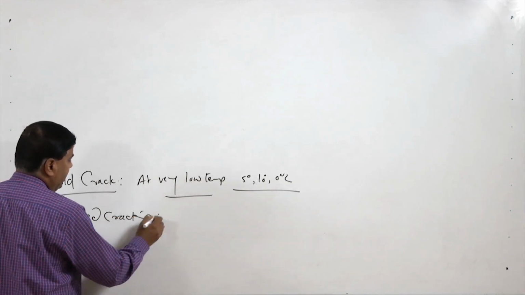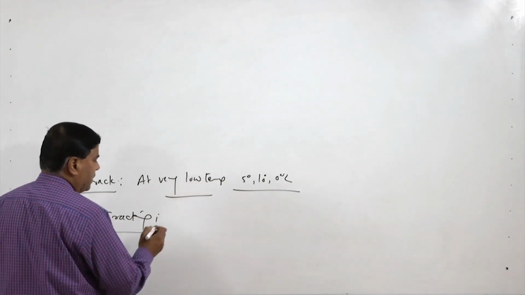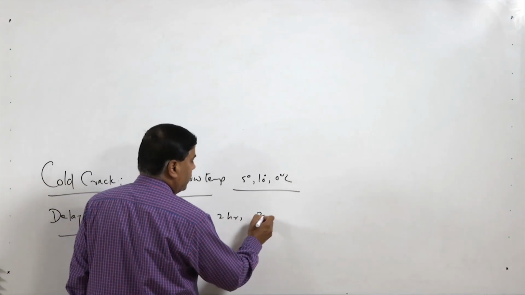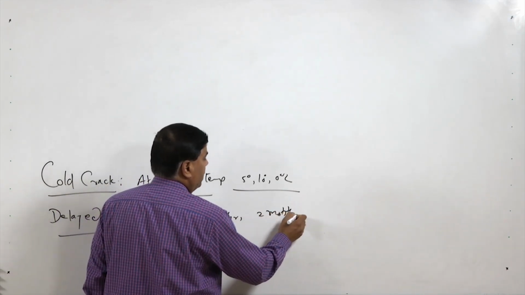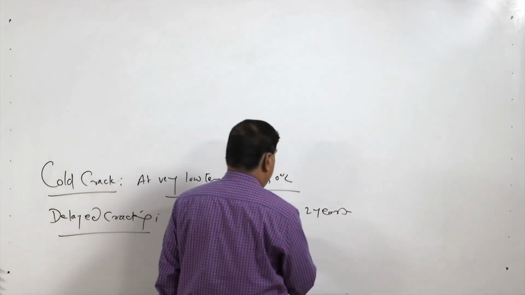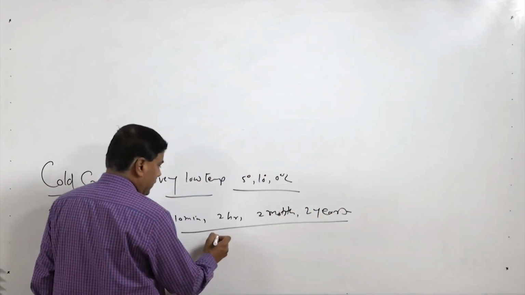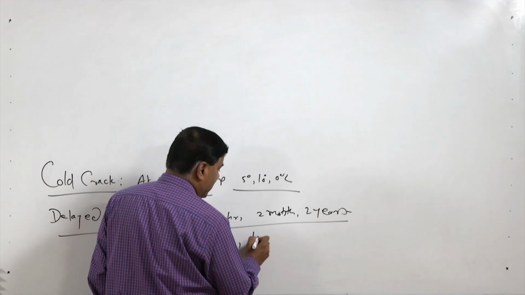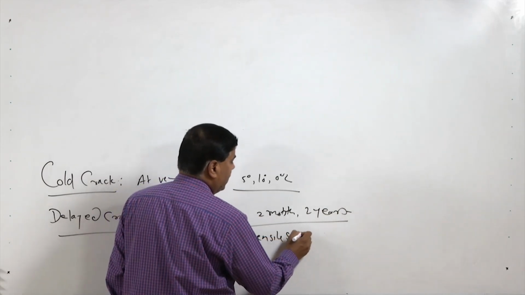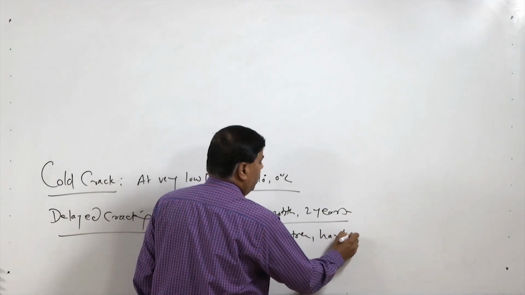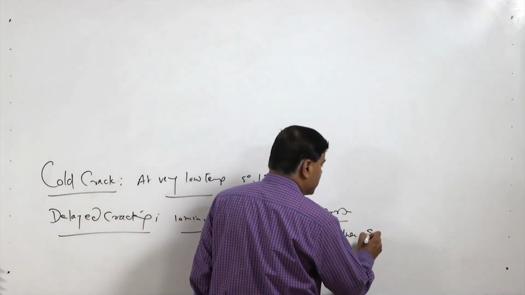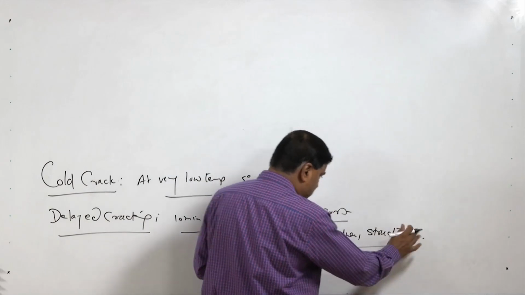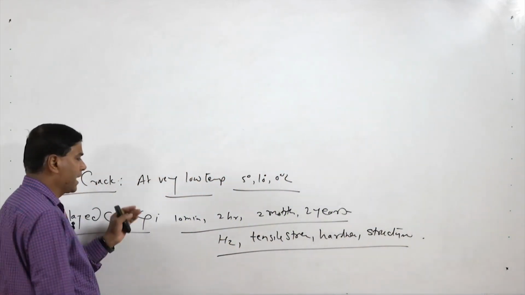because sometimes it is observed after, say, 10 minutes of the welding, sometimes 2 hours after the welding, or 2 months, and sometimes even after 2 years of the welding, depending upon the hydrogen content in the heat affected zone or the weld metal, depending upon the magnitude of the tensile stresses acting in the weld joint, and depending on the hardness of the weld metal and the heat affected zone and the structural constituents of the weld metal and the heat affected zone. So, these are the 4 factors that significantly determine how fast the cold cracks will develop.